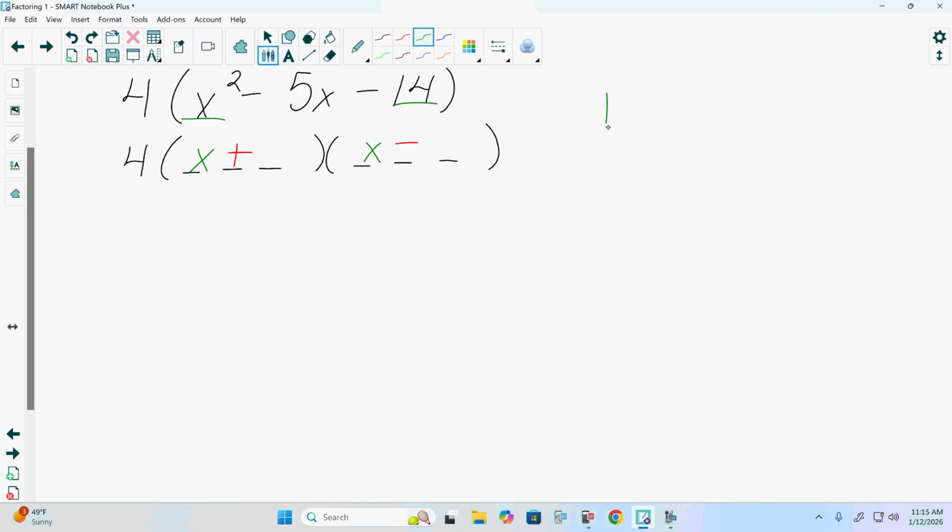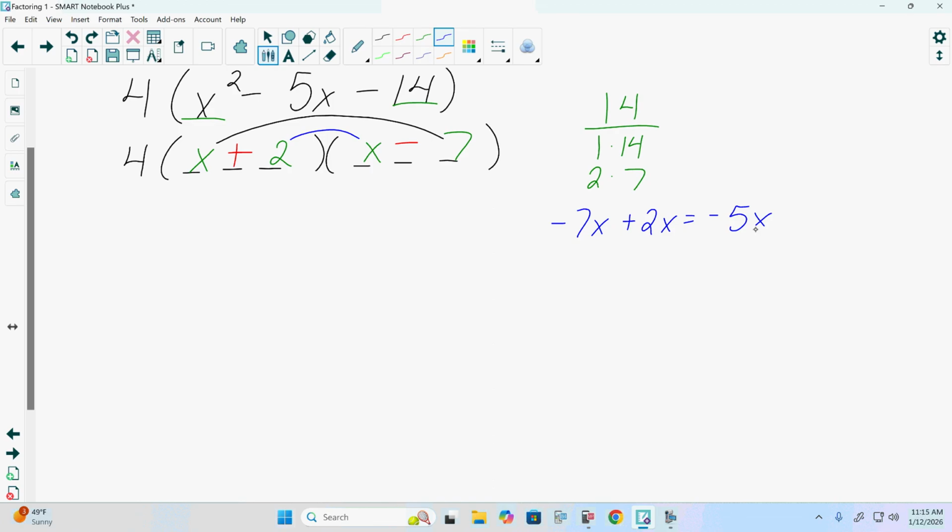Factors of the third term, factors of 14. We'll have 1 and 14. 2 and 7. And that's it. We can try 2 and 7. X times negative 7 would be negative 7x. 2 times x is plus 2x. Negative 7x plus 2x, negative 7 plus 2, negative 5x. Is that the middle term we wanted? That's it.